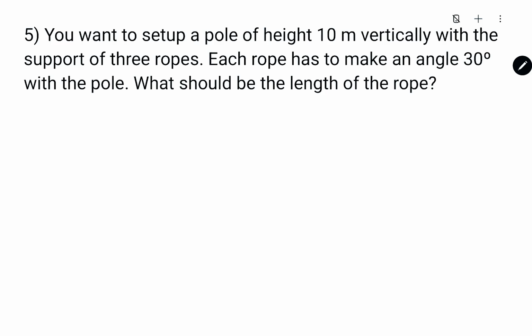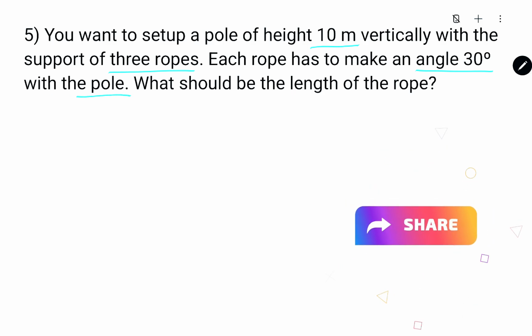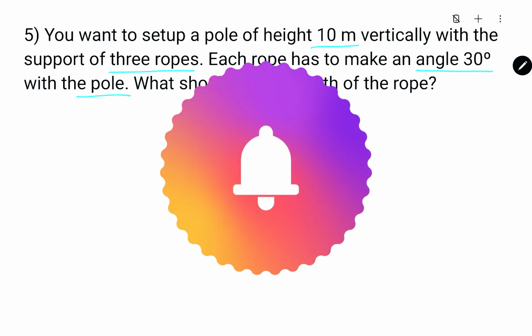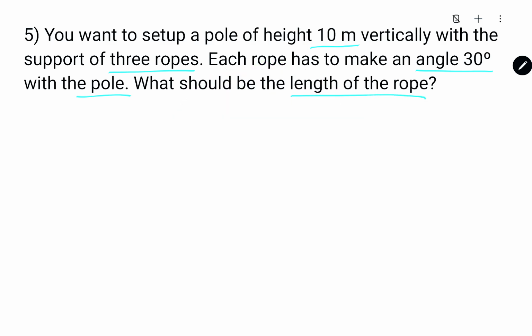Fifth question. Now you want to set up a pole of height 10 meters vertically on the ground, supported by 3 ropes. Each rope has to make an angle of 30 degrees with the pole. What should be the length of the rope? Now here we need to find the length of the rope. These 3 ropes are of equal length.